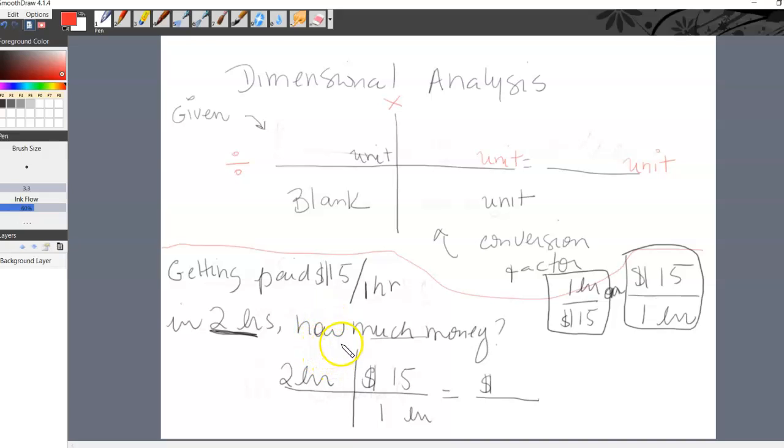All right, so let me just write this. So it's 2 times 15 divided by 1. So 2 times 15 is 30, divided by 1, still 30. Any number multiplied or divided by 1 continues to be the same number, right? So 30. So your answer here would be $30. 2 times 15 is 30.